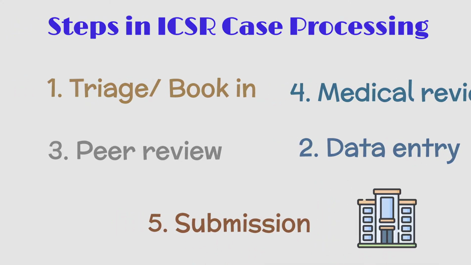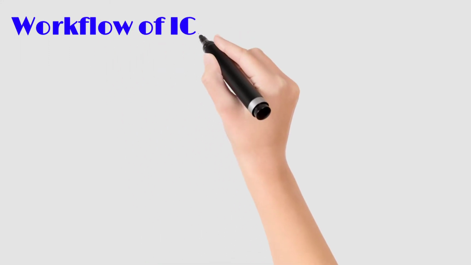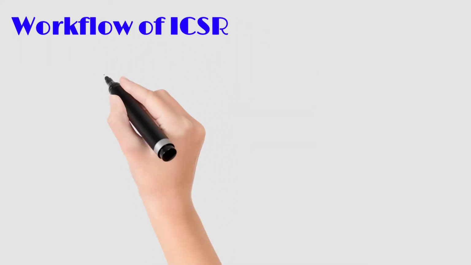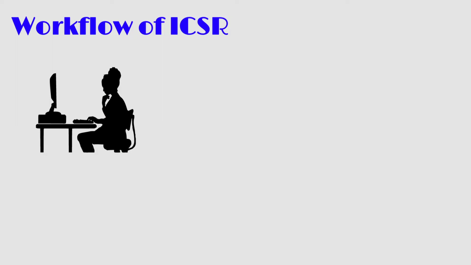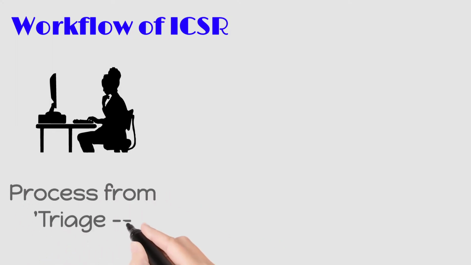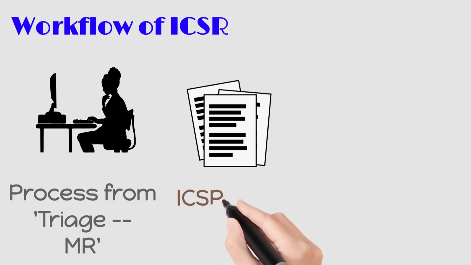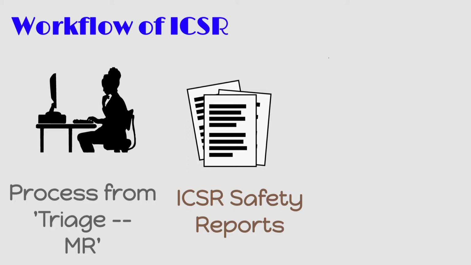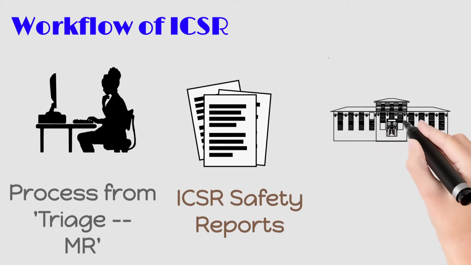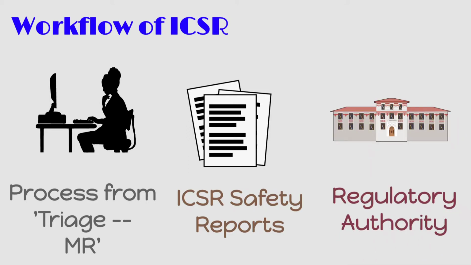So the workflow of ICSR is mainly divided into three parts. The first part is case processing, which includes steps from triage to medical review of the ICSR. The second part is generation of ICSR safety reports from the safety database. And the third part is submission of the generated reports to the regulatory authority. Till now, whatever we have discussed is just an overview of ICSR case processing in the safety database. This will help you to understand the nullification and logical deletion process of ICSR cases in the safety database.